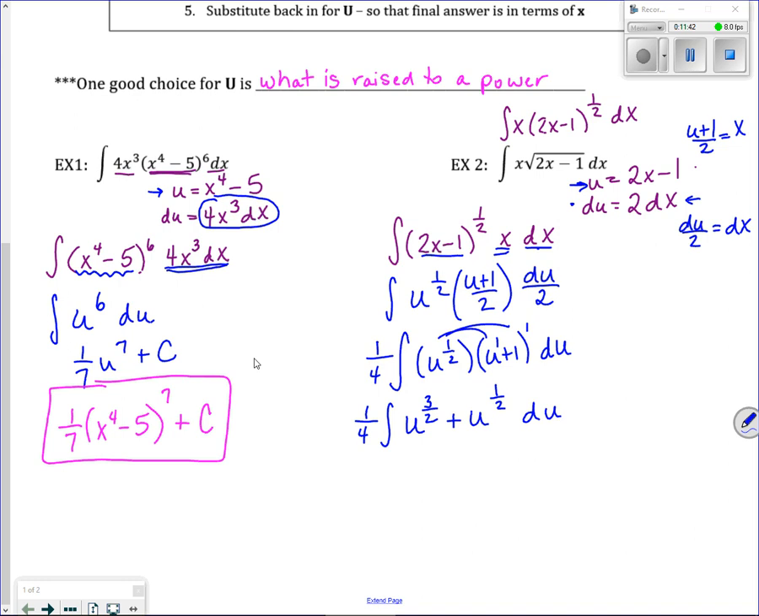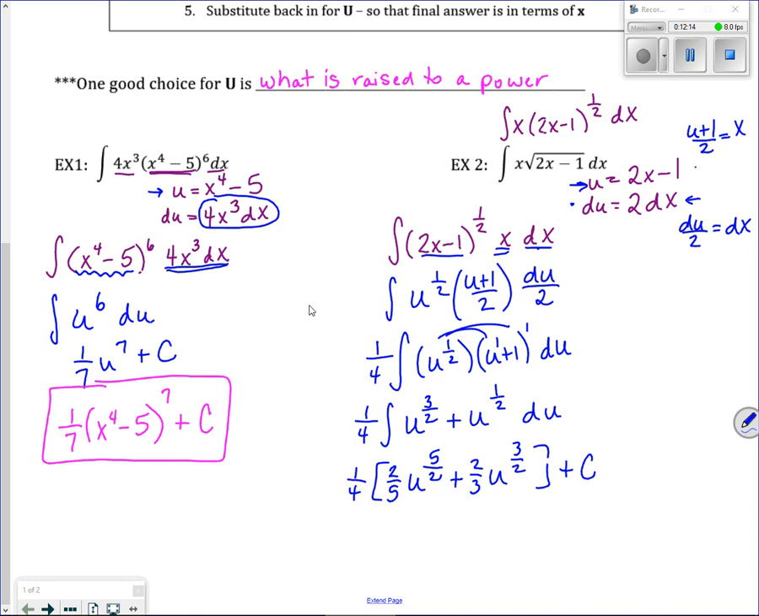And now I can integrate those things with power rule. I'm just going to go down the line. If I integrate with power rule, I would have u to the 5/2, if you add 1, so plus 2 over 2, that'd be 5/2. Divide by the new power would be 2/5, plus u to the 3/2, I would have 2/3, and then plus c.